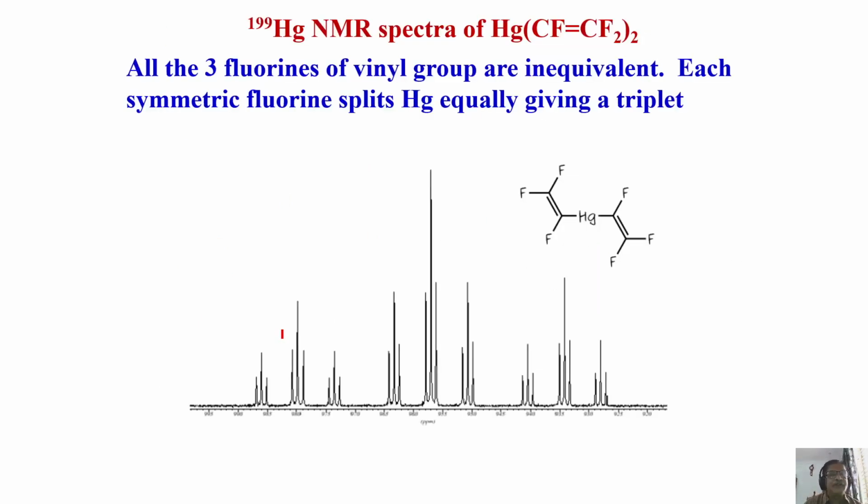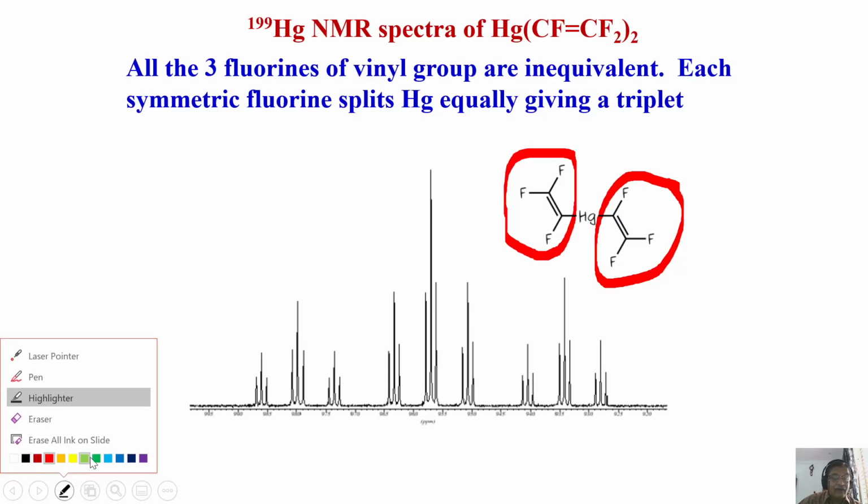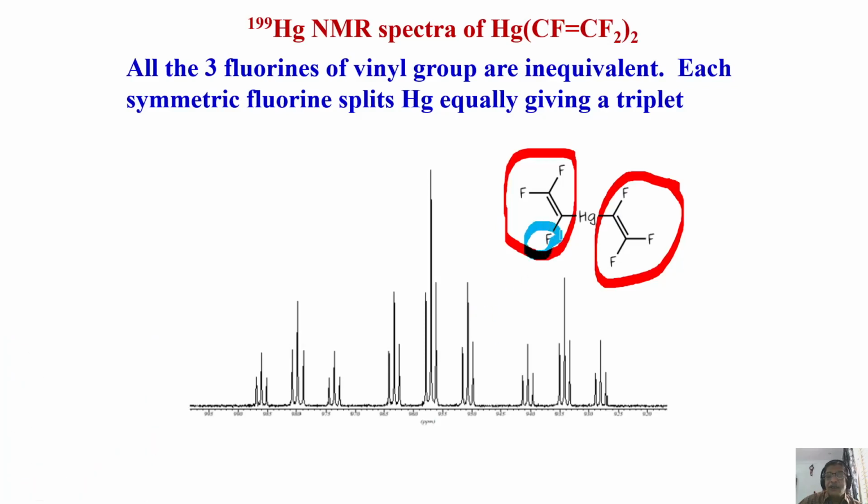This is a classic molecule which I showed you as an example of a multiplicity pattern called triplet of triplets when I was analyzing. Now, all fluorines of the vinyl group are not equivalent. All 3 fluorines are inequivalent. But interestingly, what is going to happen is this fluorine will split the mercury, and this fluorine will split this mercury, both to an equal extent, same coupling strength.